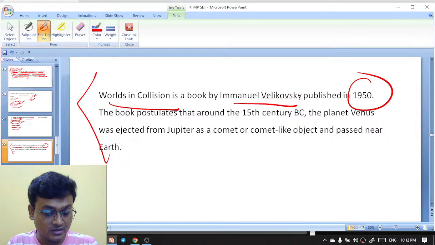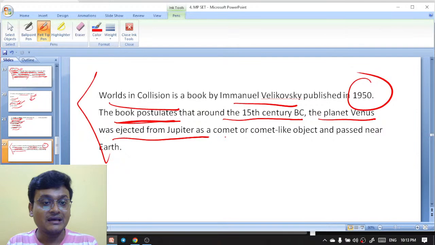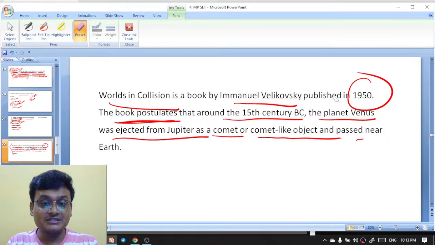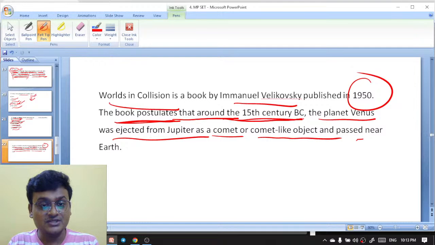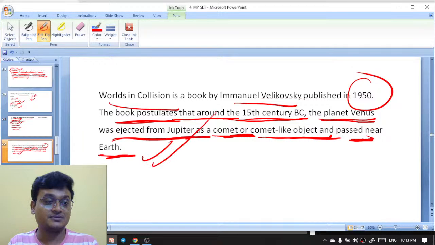The book postulates that around the 15th century BC, the planet Venus was ejected from Jupiter as a comet or comet-like object and passed near the Earth. So Immanuel Velkovsky has written Worlds in Collision and Ages in Chaos. This is an important question as well.